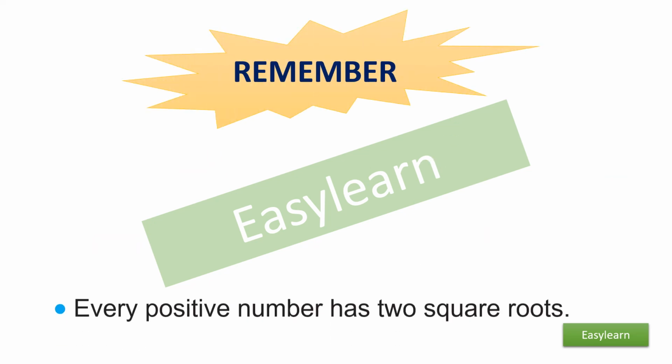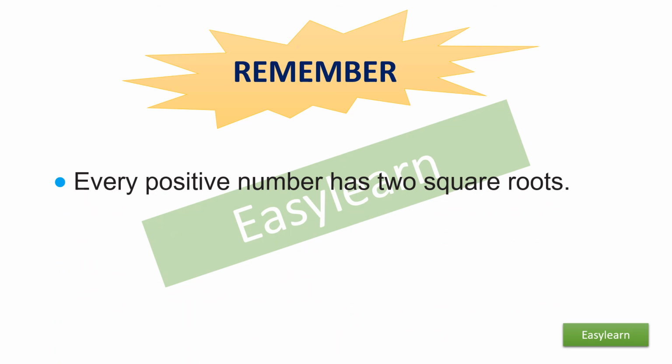Remember, every positive number has two square roots, and the square root of 0 is always 0.